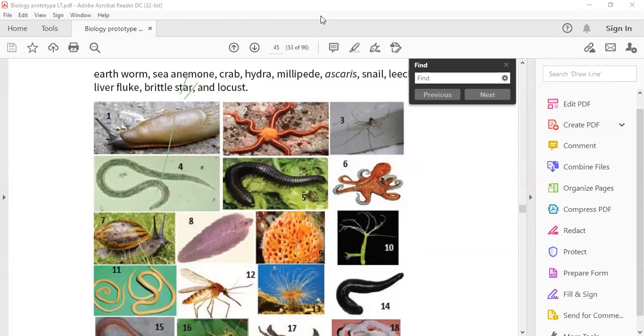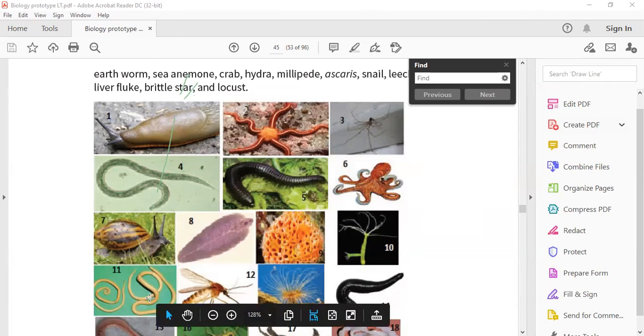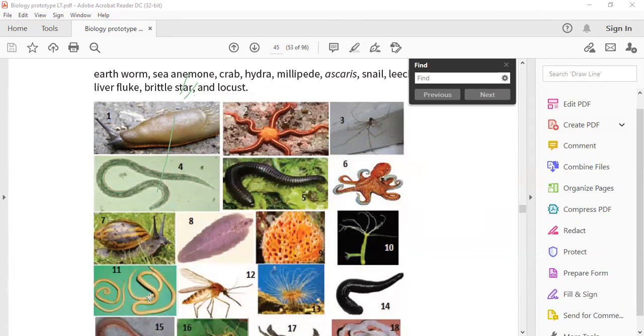Then number 11, Abdul, your hand is up. Well, I give number 11 to Navisele. So number 11 is what? Ascaris. Very nice. Those are Ascaris. We just talked about them. That is number 11.